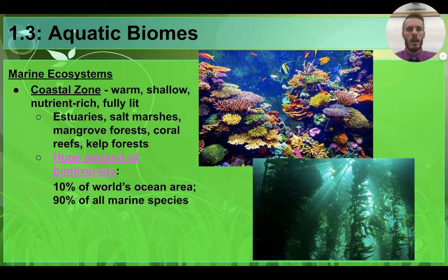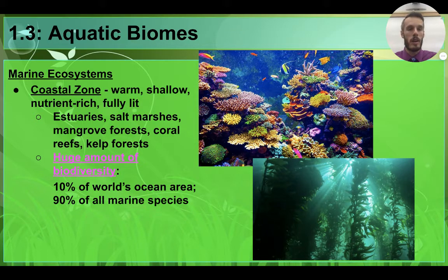So coastal ecosystems can include estuaries, which are where freshwater ecosystems like a wetland or a river will meet the ocean. Salt marshes, mangrove forests. So those are, again, marine wetlands. Okay. Coral reefs and kelp forests will be a little bit farther out than the mangrove forests and the salt marshes would be.